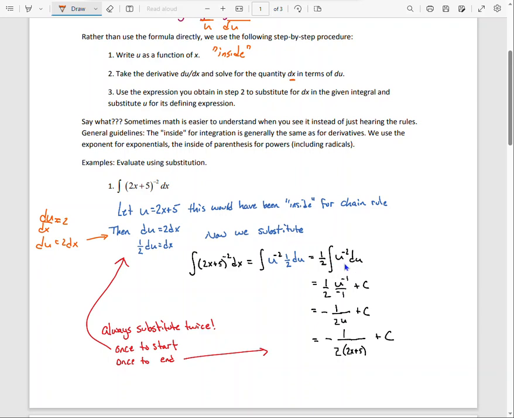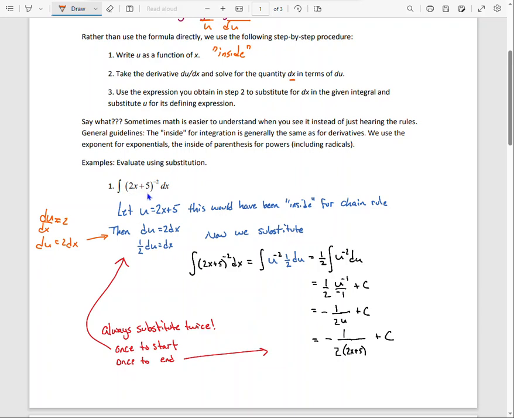This is an integral in terms of u. It's just another variable. To find the antiderivative, I add 1 to the exponent and divide by that new number. Don't forget the plus c. I simplify, so I have a 1/2 times a negative u to the negative 1, so that'll go to the denominator: negative 1 over 2u plus c.